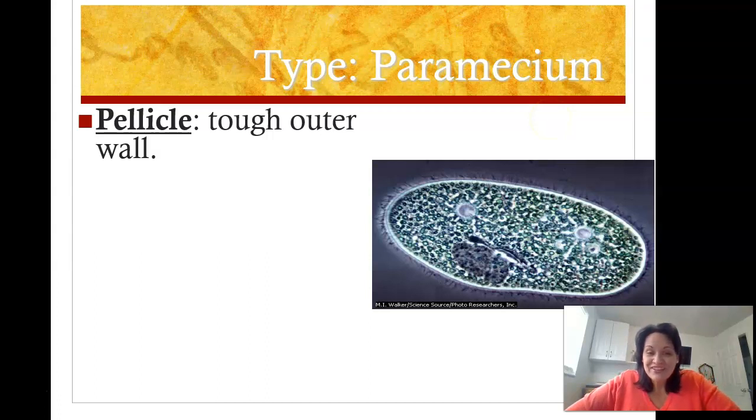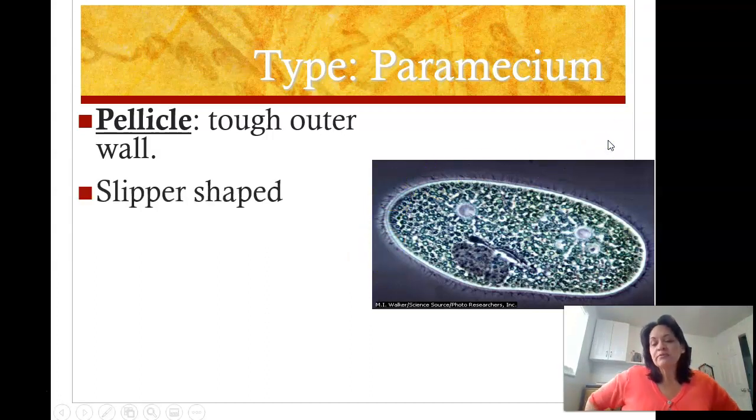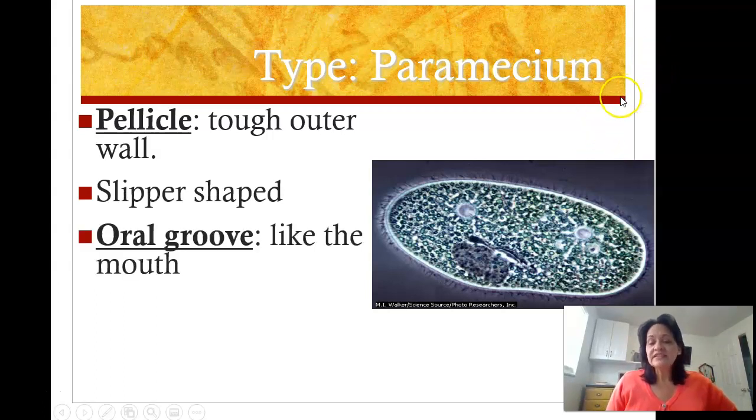So they have a pellicle, which is a tough outer shell. If you see here on this paramecium, that is the most common type of ciliate. It has these little hair-like cilia all around the outside there, okay? And then this thicker white thing is their pellicle, so the tough outer wall. It does move though, so it can change shape a little bit. It is slipper shaped, so it's oblong, and it has an oral groove which acts like its mouth. So that's where it will take food in.